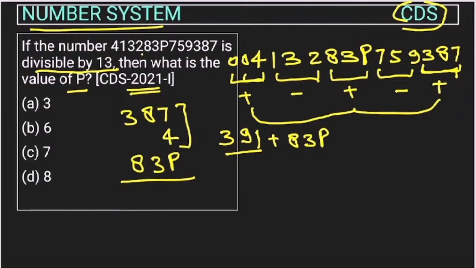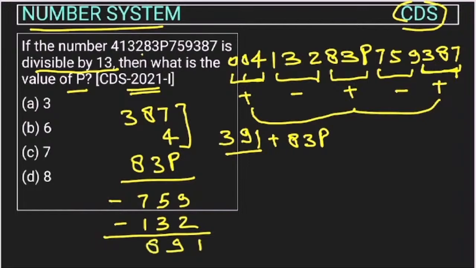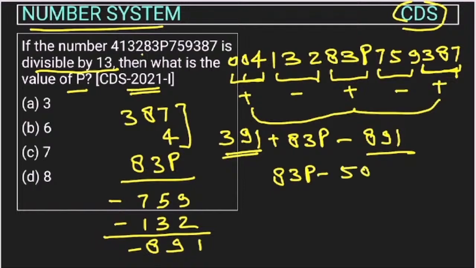Minus are 759 and 132. So both are minus, so we will add them. So this will be 11, this is 9, this is 8. So minus 891. Now this will go from this. So what is remaining? This will be 83p minus 500, right? We have to find the value of p. Now we will go through the options.